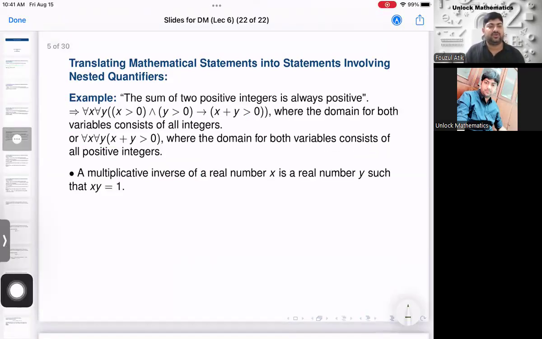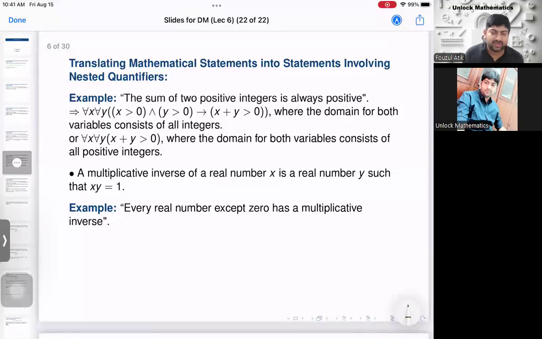Before that, we should know what the multiplicative inverse of a real number is. A multiplicative inverse of a real number x is a real number y such that x into y is equal to 1. For any real number, a multiplicative inverse exists, but that real number should not be 0. Suppose you take 5. Then its inverse is 1 by 5, such that 5 into 1 by 5 is equal to 1. Right? So in this way, you can define the multiplicative inverse.